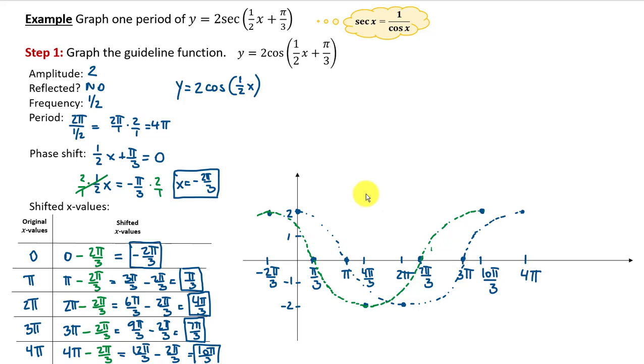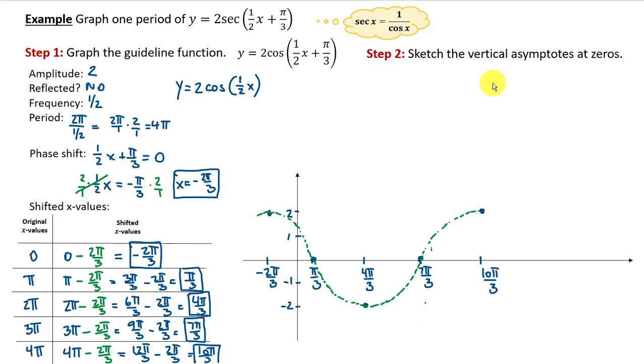Before moving on to the second step, I'm going to erase this blue graph. I don't really need it anymore. And as you can see, I also erased the original x values so that they don't confuse me. We're ready to move on to steps 2 and 3. In step 2, we need to sketch the vertical asymptotes of the secant function. The vertical asymptotes are always positioned at the zeros of the guideline function, or in other words, at the x-intercepts of the guideline function. They go through the x values for which the given secant function is undefined.